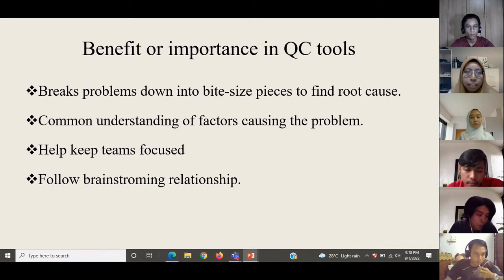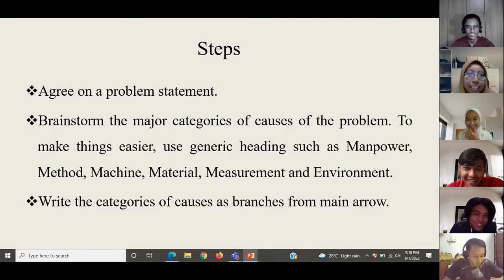Okay, these are the benefits or importance of the cause and effect diagram in QC tools. Okay, first, break problems down into bite-sized pieces to find root cause. Next, common understanding of factors causing the problem. Third, help keep teams focused. And lastly, follow brainstorming related.